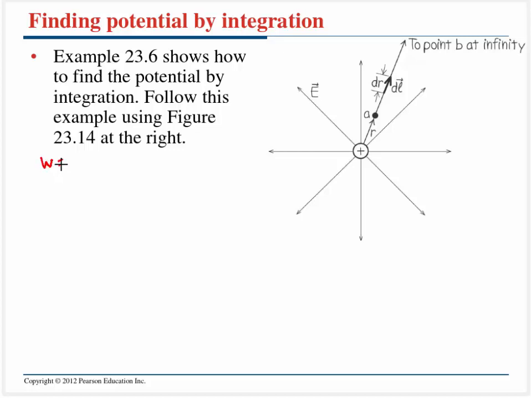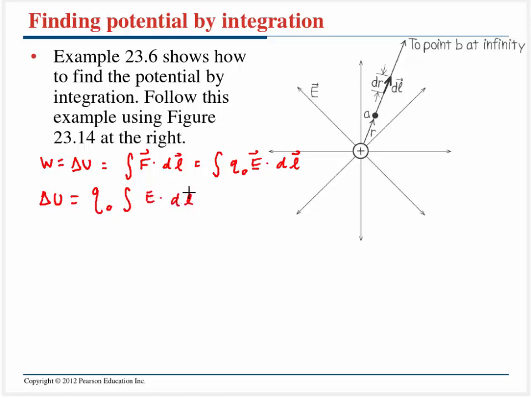Now, thinking strictly of the definition of work, which is again going to be the change in internal energy, that's going to be the integral of the force dotted with dl. And we also know that the force can be written as the charge multiplied by the electric field, again dotted with dl. Now that charge Q naught is just a constant, so we can pull that out of the equation and say that the change in internal energy is going to be Q naught multiplied by the integral of the electric field dotted with dl.